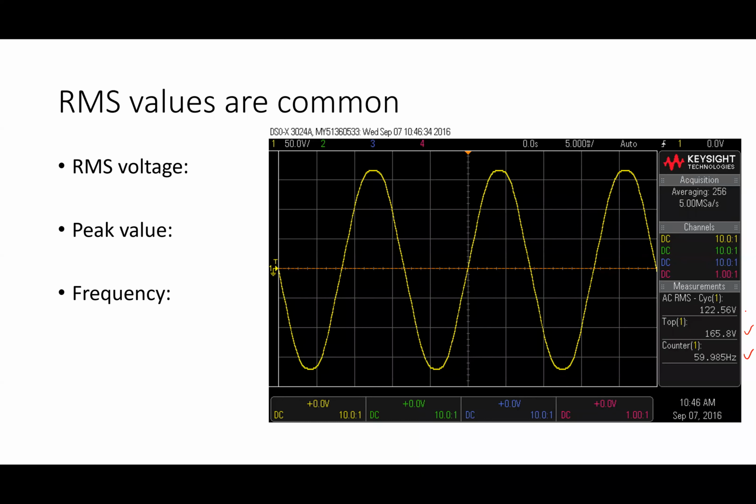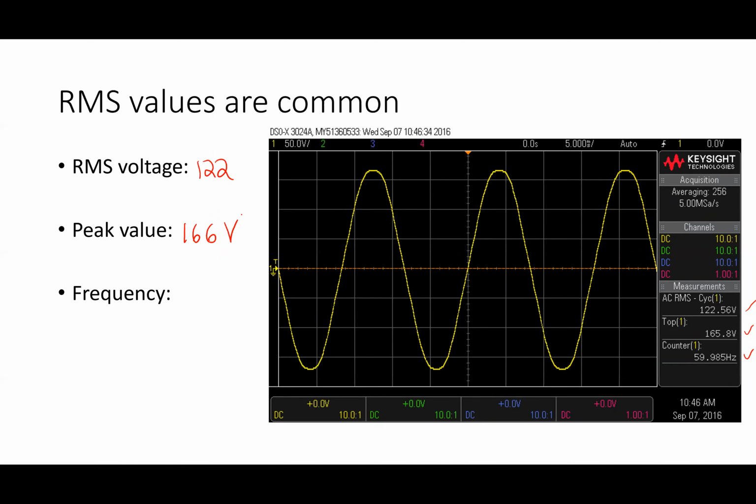I have three sets of measurements. I wrote the RMS value, which in this case says 122.56. In this case, this one was 122. And it says the peak value is 165.8. I'm going to round that up to 166 volts.